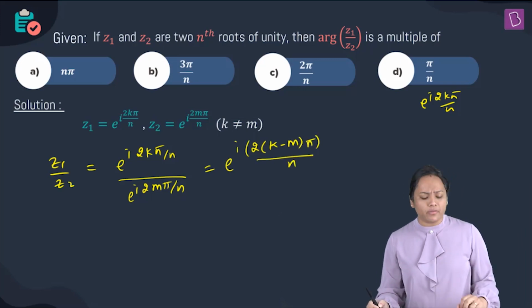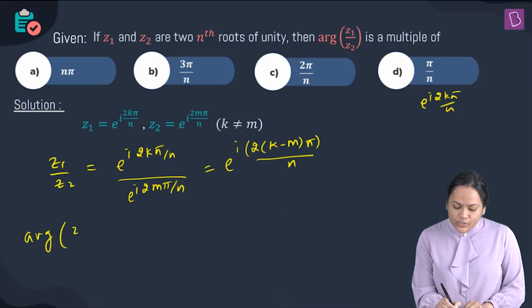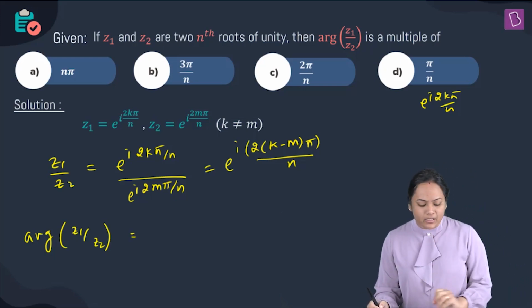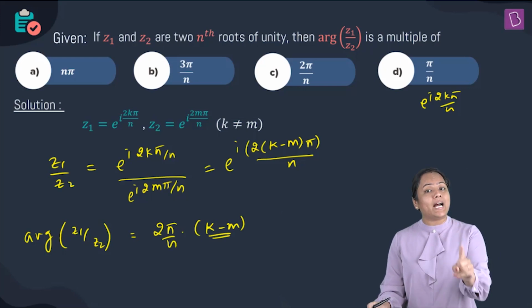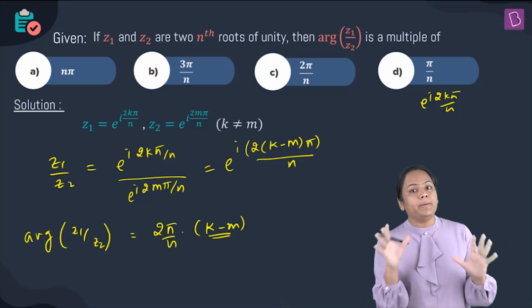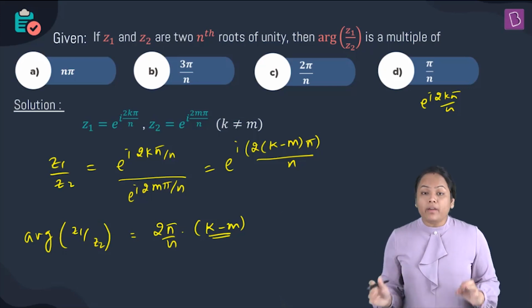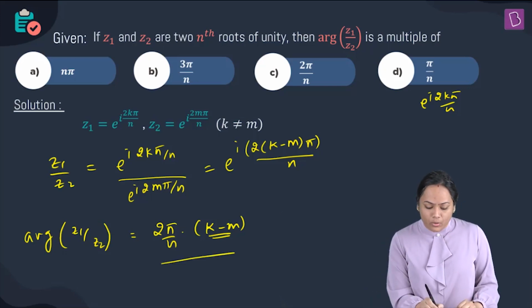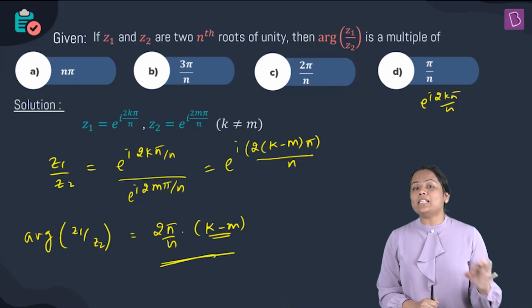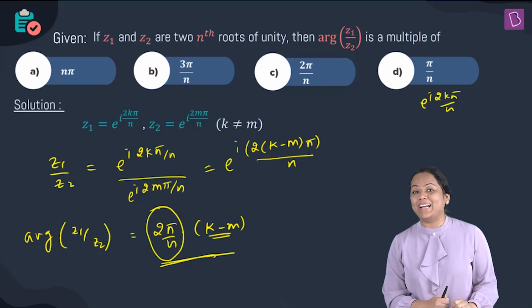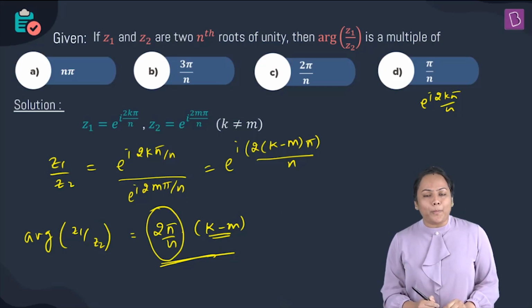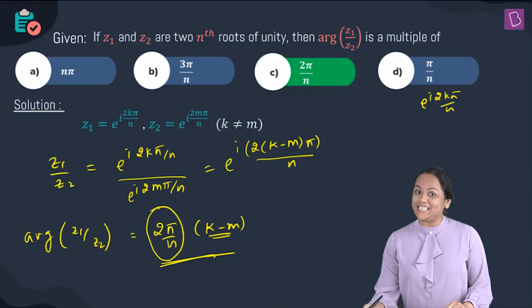And what is the argument of this? Well, I can say that when a complex number is written like e raised to iota theta, the argument is theta, isn't it? So its argument is going to be twice of pi by n multiplied by k minus m. And guys, don't forget, k minus m will be some integer, right? So if I have the value with me now, I can directly say that this argument of z1 by z2 will definitely be a multiple of 2 pi by n, isn't it? And if we look at the options, we can say the answer will be C.